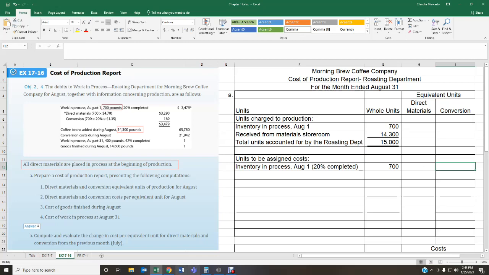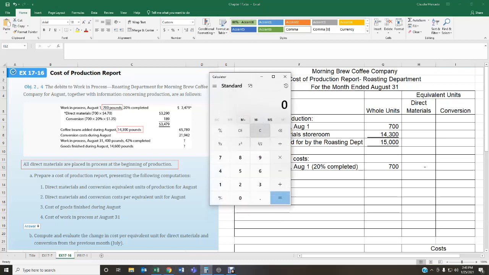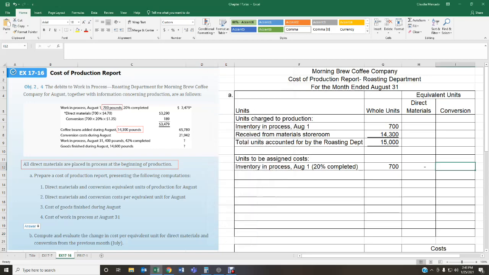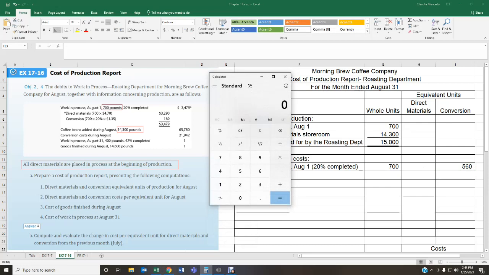Okay, so we're going to get the 700 pounds. And then this month, we completed 80% of it. Why? Because only 20% was completed last month. So that means this month, we're going to complete 80%. And that gives me 560. Okay. So how do we get the 560? We're going to get the amount of coffee beans that we had, which was 700 pounds. And how much did we complete in the month of August? Well, they were only 20% complete last month, so that means that this month we completed 80% to make it 100%, and then that gave us the 560.